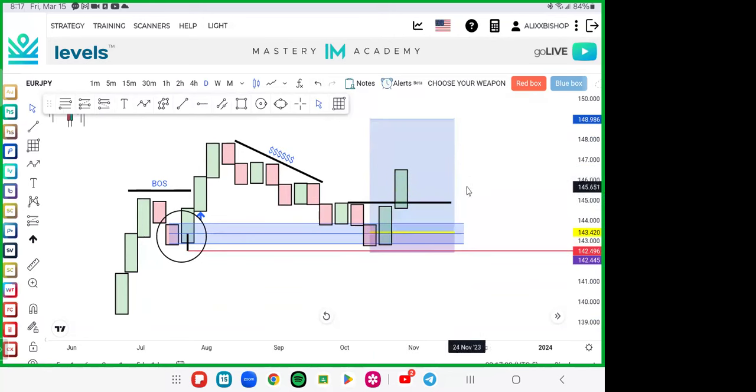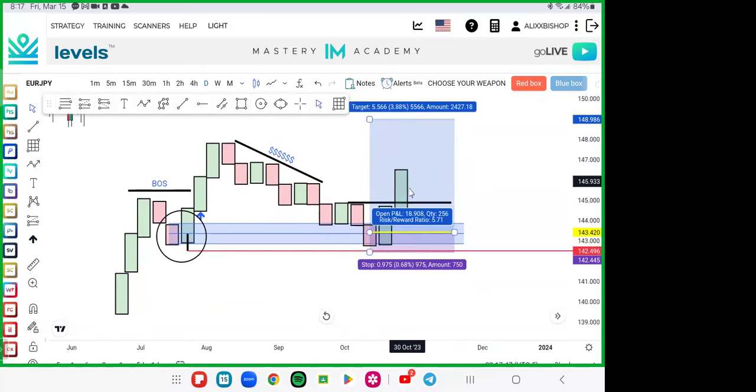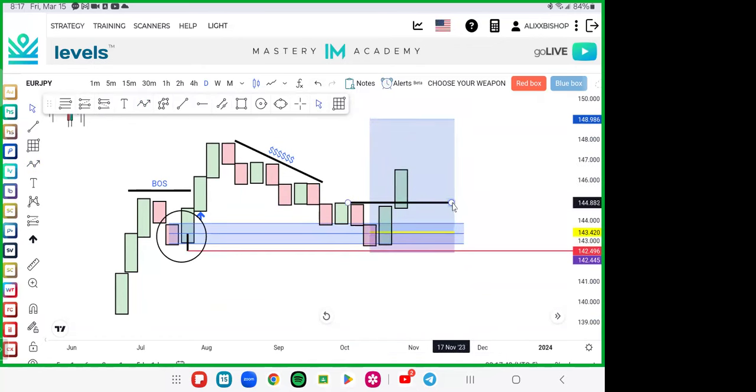So look, boom. We finally changed character in that area, right? We get lower low, lower high, lower low, and we now break and close above. We now break and close above to the moon. Yeah, exactly. That's exactly what we want to see. So awesome, guys. Let's check this out.